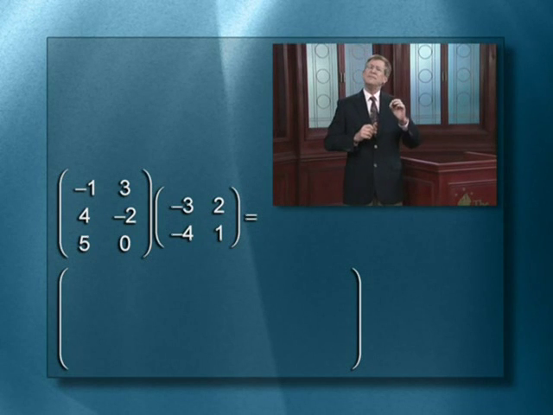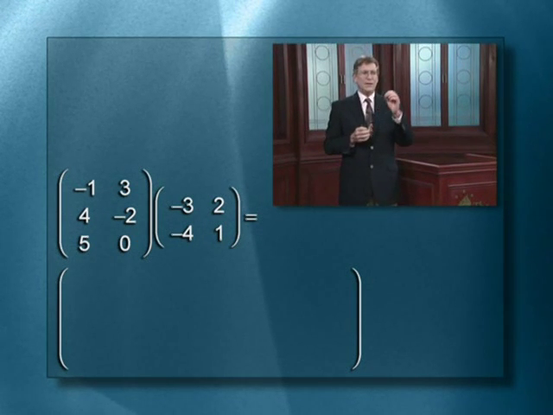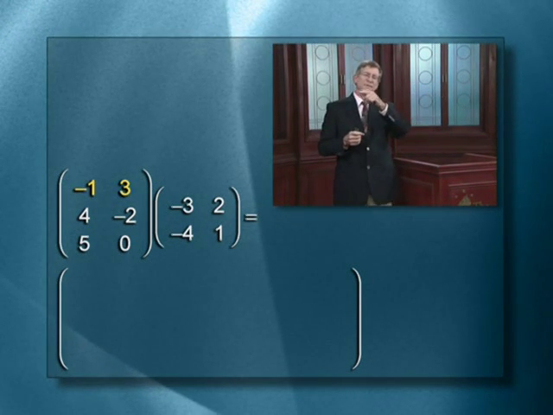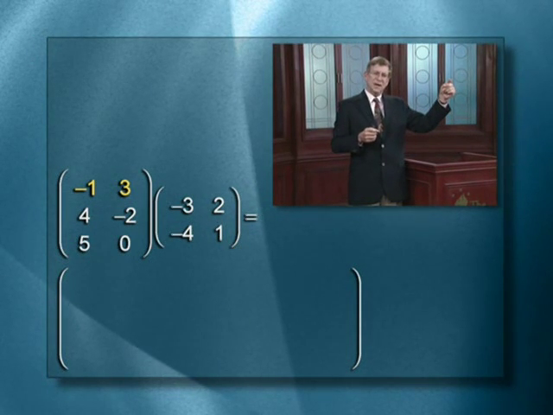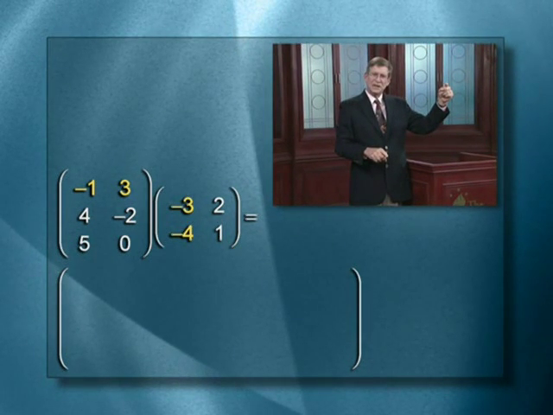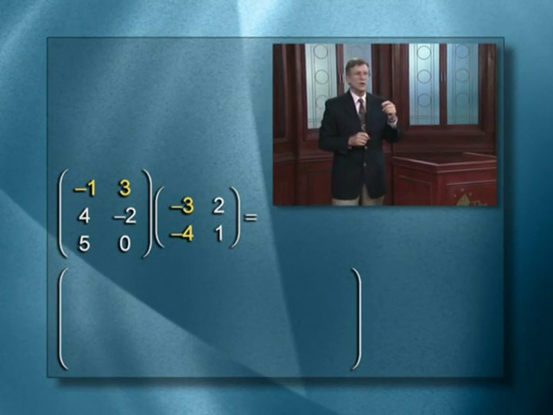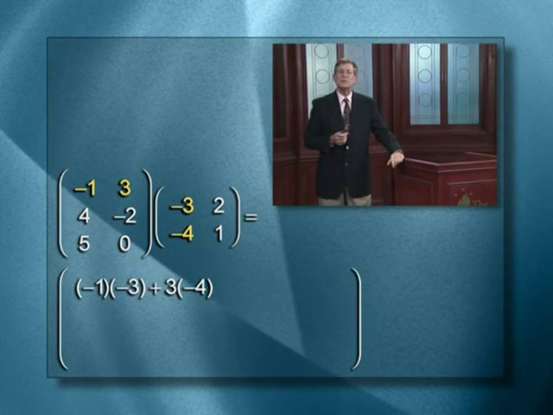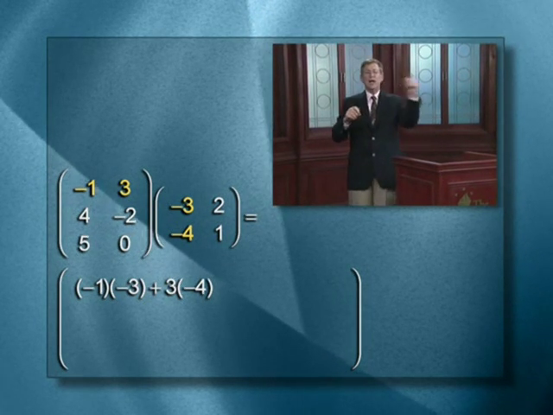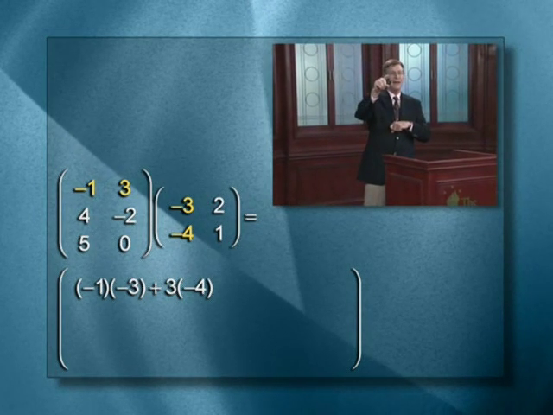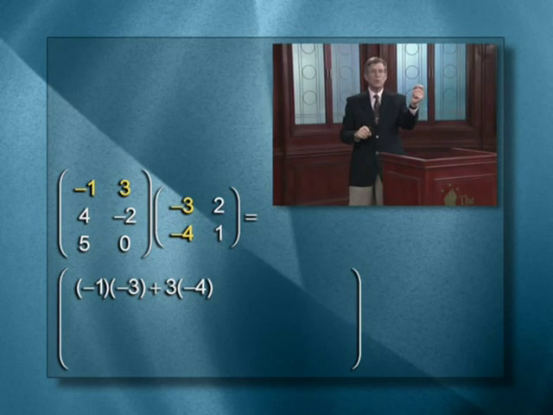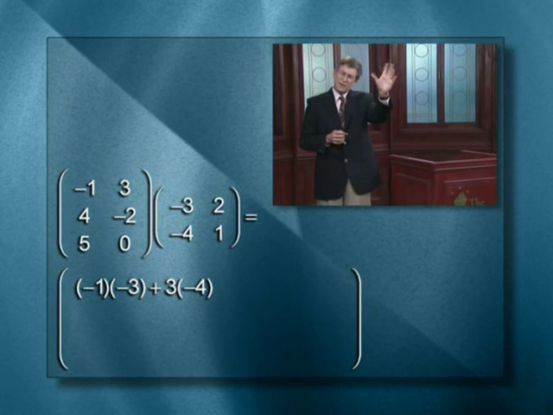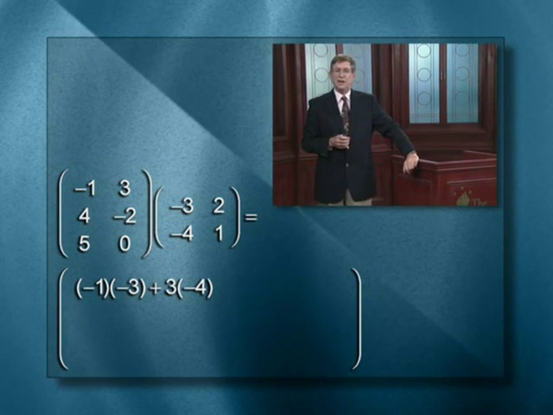Well, the upper left-hand entry in the answer, that's the first row and first column of the answer. That is obtained by multiplying the first row of the left-hand matrix times the first column of the right-hand matrix in the following way. Watch how it goes. It's minus 1 times minus 3 plus 3 times minus 4. You see how that works? I go across the first row and down the first column. Minus 1 times minus 3 plus 3 times minus 4. And then you figure out what that number is, and that's the upper left-hand entry.